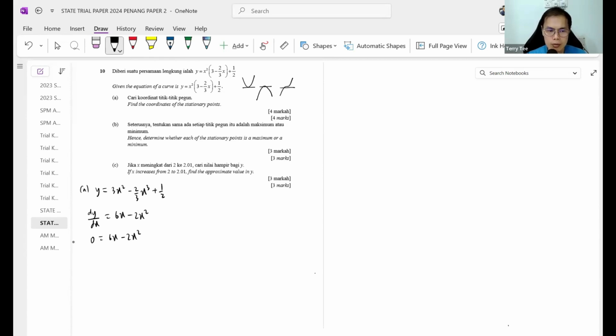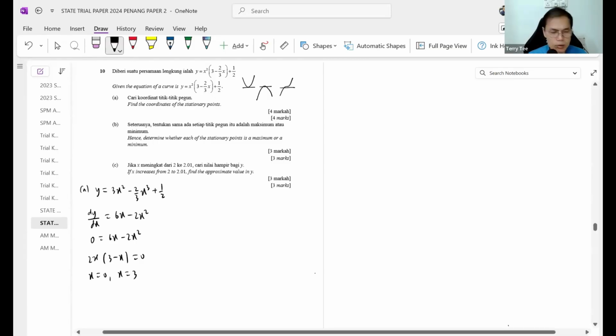Here we can take out 2x, left with 3 minus x equals 0. The roots are 0 and 3. Once you have the x value, you need to find your y value. Stationary point coordinates means x and y. So when your x is 0, sub inside, your y is 3 times 0, minus 2 over 3 times 0, plus half. This will be half. And when x is 3, your y is 3.